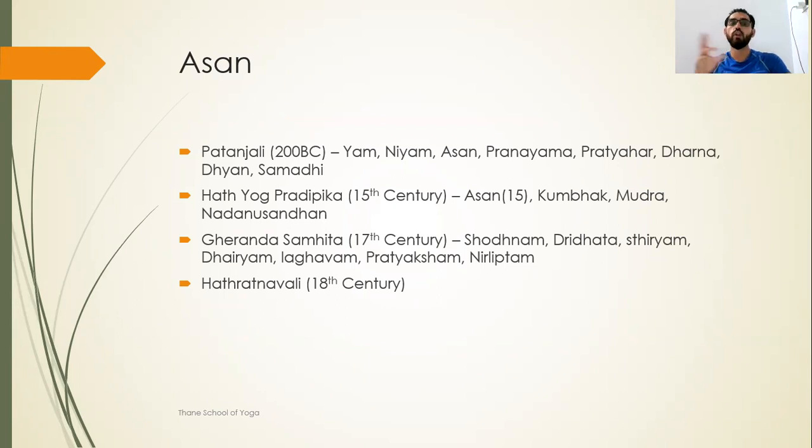So Patanjali, 200 BC. Okay, Patanjali said Ashtanga. Ashtanga is nothing but Yama, Niyama, Asana, Pranayama, Pratyahara, Dharana, Dhyana, Samadhi. Ashtanga is also called Raja Yoga. Okay, so the third limb here, if you can see, is Asana. Maharishi Patanjali said first you do yamas, niyamas, follow niyamas, and then go to asanas.